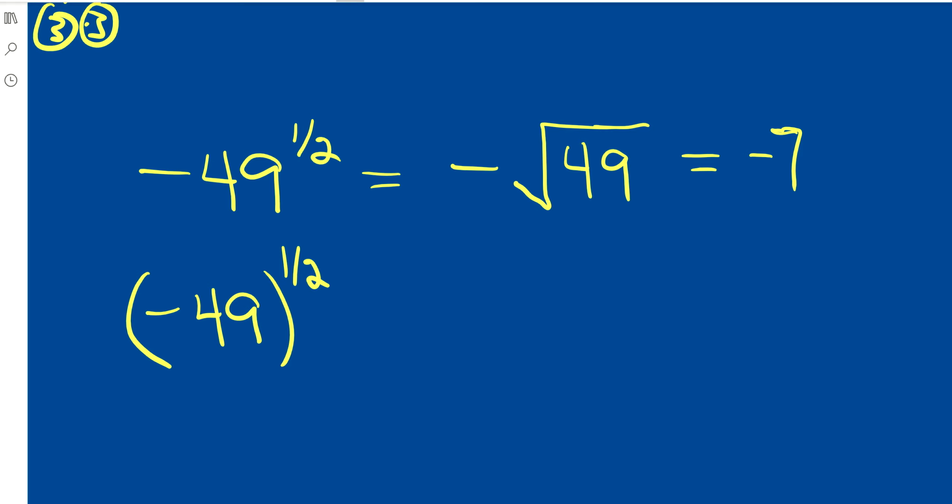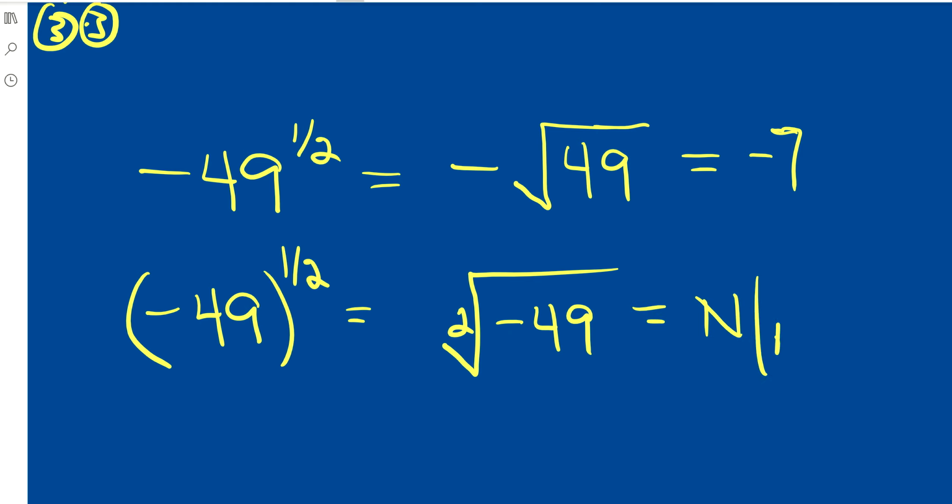So now this is going to end up being the square root. I can put the 2 there just for reassurance. And in the radical, I got negative 49. This is saying, what's the square root of negative 49? I have to put the negative underneath as the radicand, or underneath the radical sign, because that's what the parentheses are telling me what to do. All right, so this is going to be no answer because you can't have a square root of a negative number.